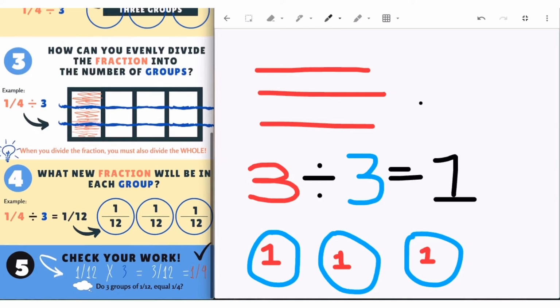Finally, I'm going to check my work, and I check my work by saying, if I have 3 groups of 1, does that equal the number I started with? And that equals 3, so I'm correct.